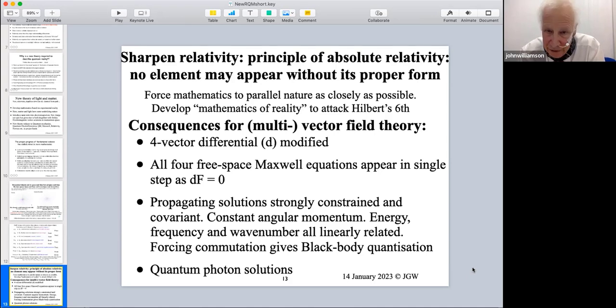So that's a big bonus of using this method just by itself, but it's not the only bonus. The fact that it does Maxwell's nicely is not its main property. It also means that any propagating solutions have far more constraints than Maxwell's equations. They're very strongly constrained. They're constrained to have constant angular momentum, for one thing. So angular momentum quantization is a thing in the theory. Energy, frequency, and wave number are all linearly related. Forcing commutation gives black body quantization. So we get these kinds of quantization just by forcing a commutation relation. And we have new solutions, and these solutions are quantum relativistic photon solutions.